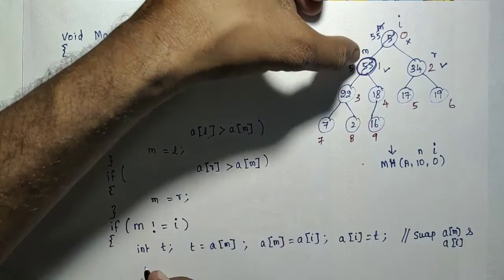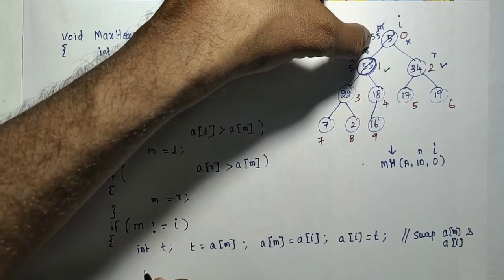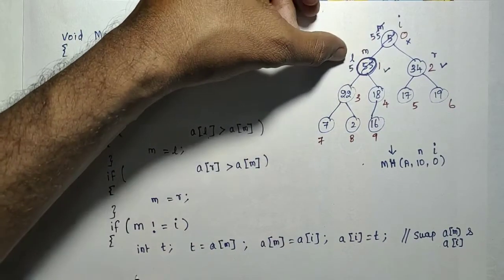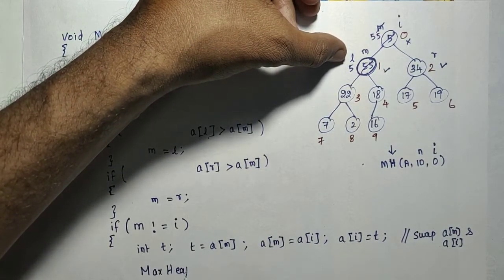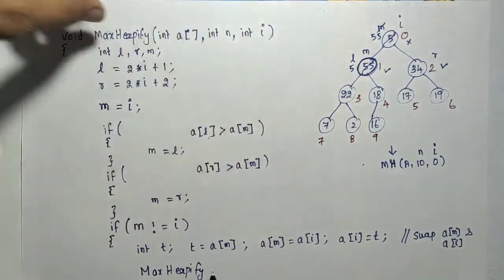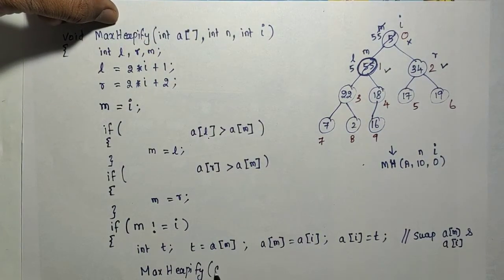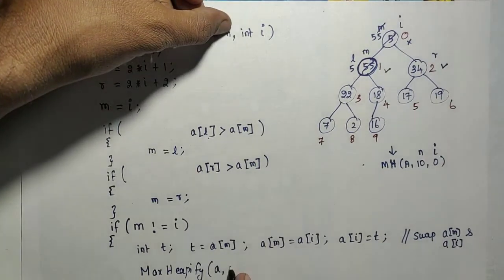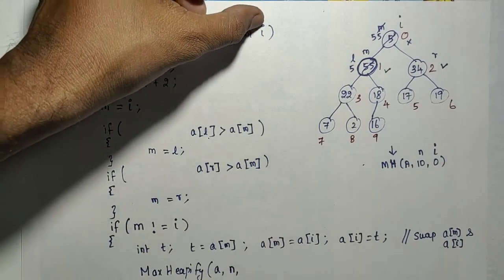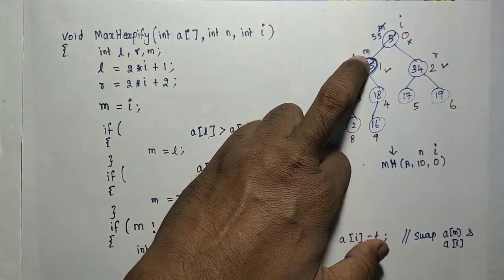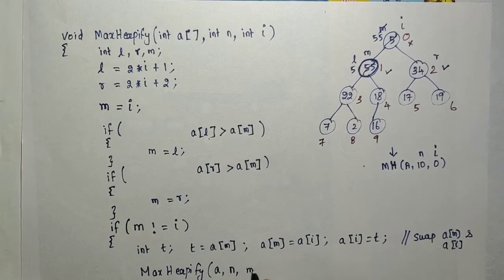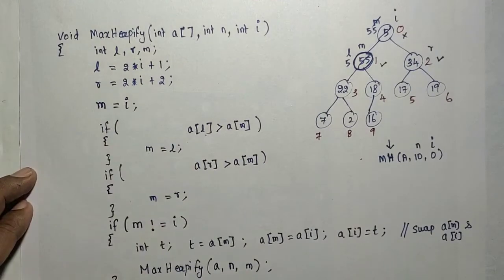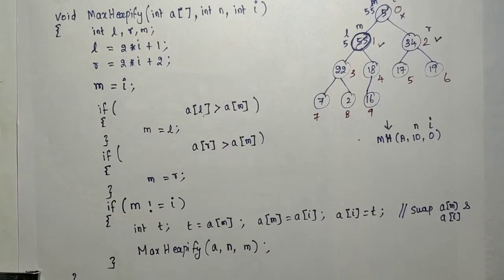So what I have to do is call max heapify recursively with A comma the number of elements n comma and then I. Now which one may violate the heap rule? That is the Mth. So I have to pass this M, and then that is the end of this max heapify. So that is the complete code.